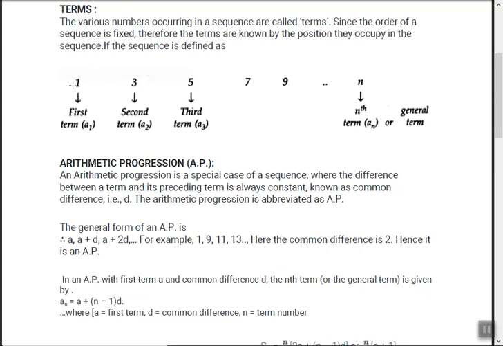Take a term and its preceding term: 3 and 1, difference is 2. 5 and 3, difference is 2. 7 and 5, difference is 2. It is always constant, and this constant is known as the common difference, denoted by small d. The arithmetic progression is abbreviated as AP.